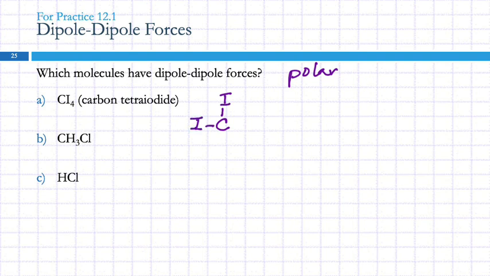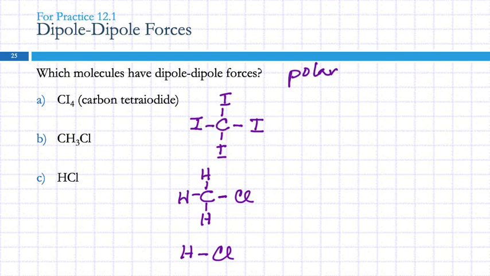So let's not bother to make the entire Lewis structure, but just think about the skeleton here. So we got that guy, and we got this guy, and we got this guy. How many bonds does carbon like to make? 4. So is this carbon going to have any lone pairs? No. So there's no lone pairs on the central atom, and are all the atoms bonded to it the same? Yes. So is this polar? No, this is nonpolar. So does it have dipole-dipole forces? No.